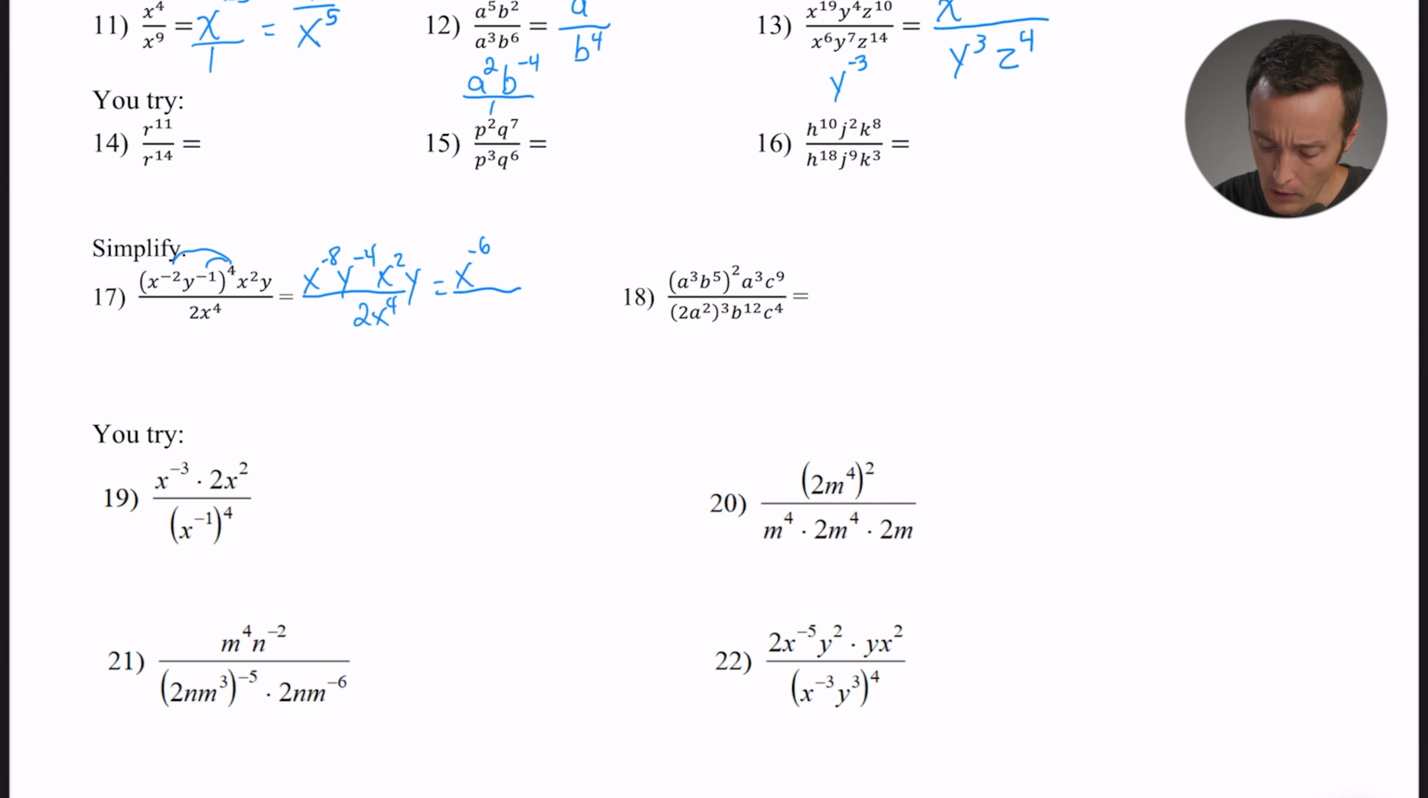I could also combine those y's. I've got a negative 4 and a 1. That would make negative 3. And then the bottom is still the 2x to the fourth power. Okay, we're almost there.